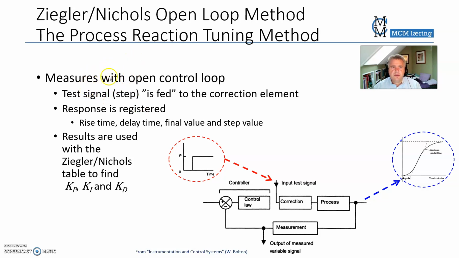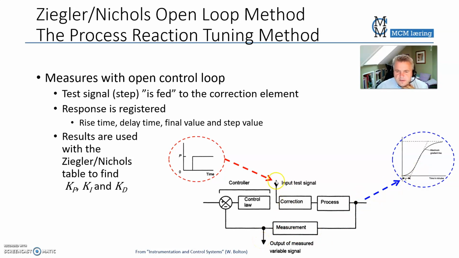Method number one is called the process reaction tuning method, which is that you break the line here and you give an input directly to the correction element. Remember the tank again, that would be the heater element in the tank, and we give, like, say 500 watts or something to the heater element directly. And then we measure the response here. You can actually take out the measured value here, but this is the true value, and you take a measurement of the true value and use it here.